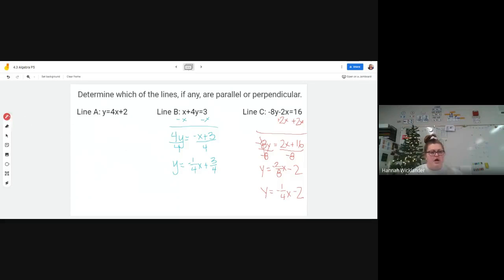Yes. So if they're parallel, they have the same slope. If they're perpendicular, they have a reciprocal slope. So a negative reciprocal slope. So it will be the fraction flipped. So do any of my lines have the same slope? What's in front of the x is slope.